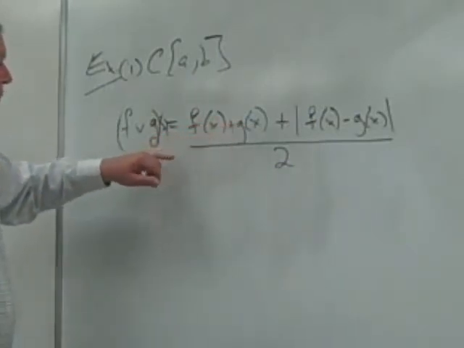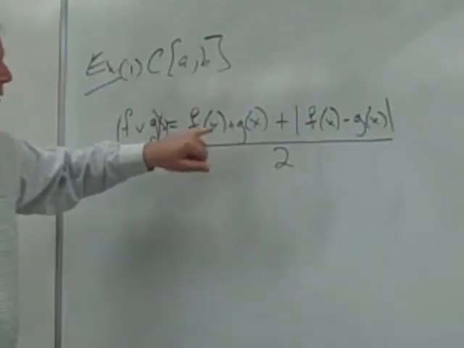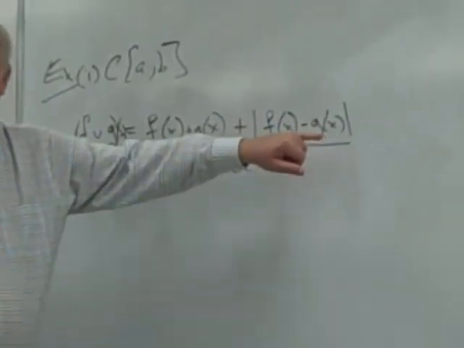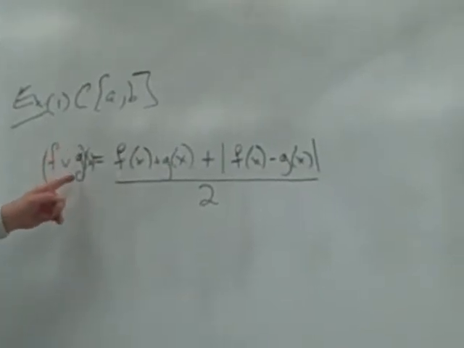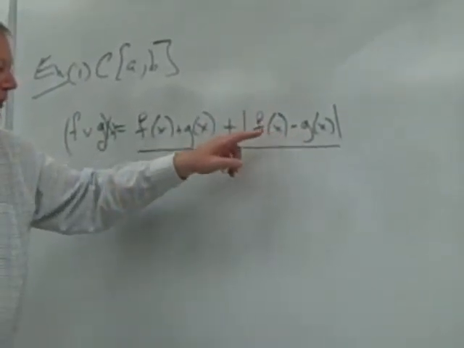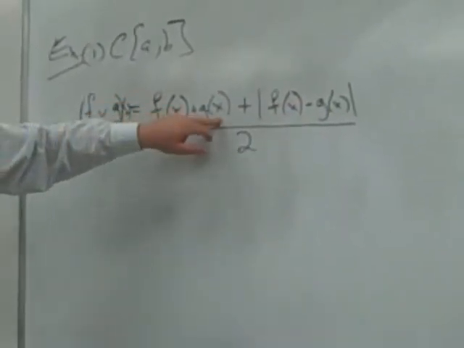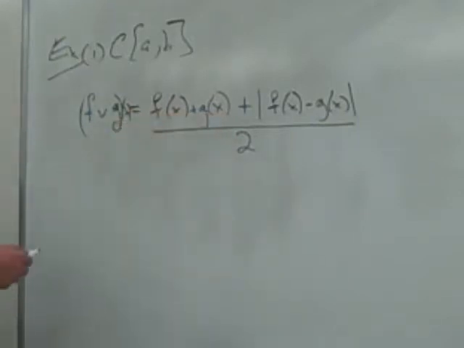Why is this true? Well, at a point where f of x is the larger, this absolute value goes away. This difference is f of x minus g of x, and the g cancels. When g is the larger, this gets switched, and this becomes g of x minus f of x. The f of x cancels, and we get g of x.